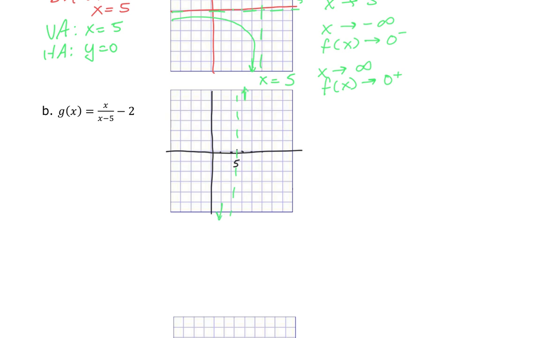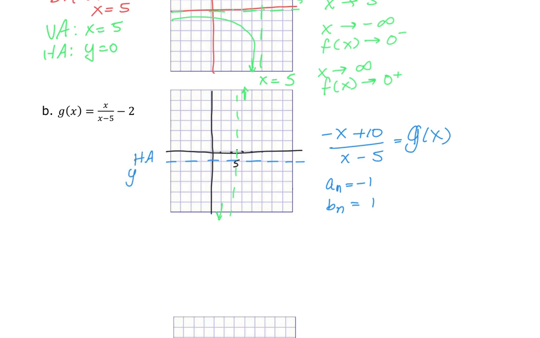Now my horizontal asymptote, because what we ended up with was negative x plus 10 over x minus 5 as my function g of x when I finally got done with the algebraic cleanup. The leading coefficient on the numerator, a sub n, is negative 1. The leading coefficient on the denominator, b sub n, is 1. So negative 1 over 1 is negative 1. So I have this horizontal asymptote at y is equal to negative 1.